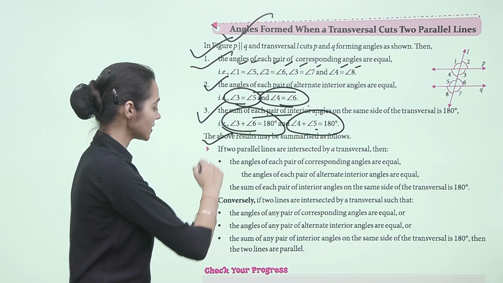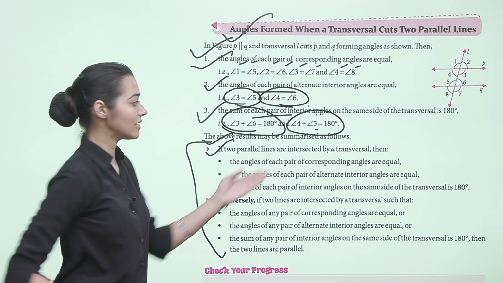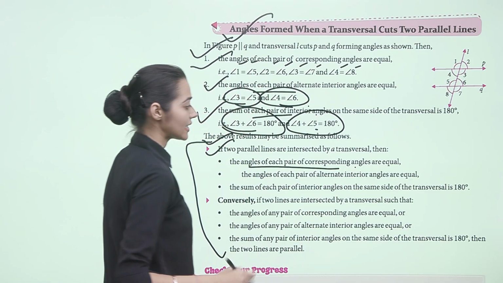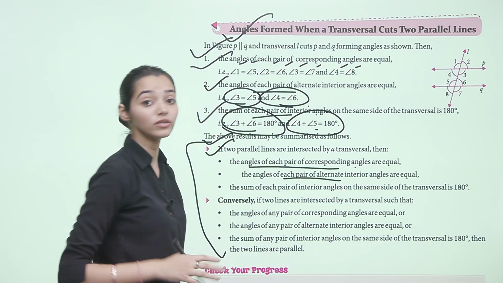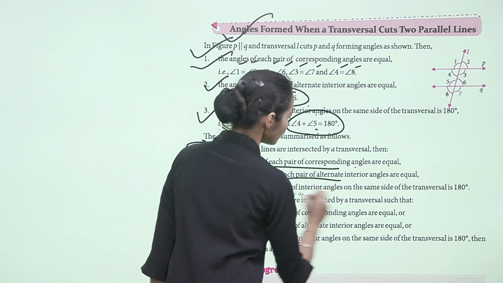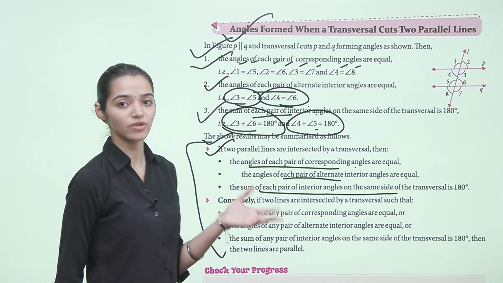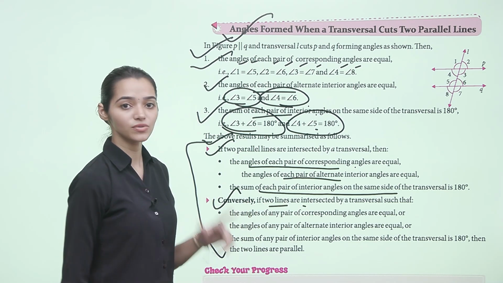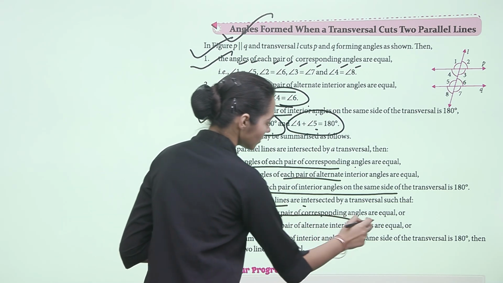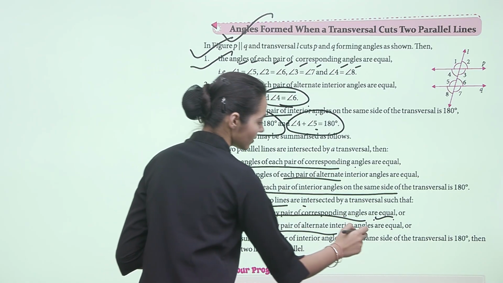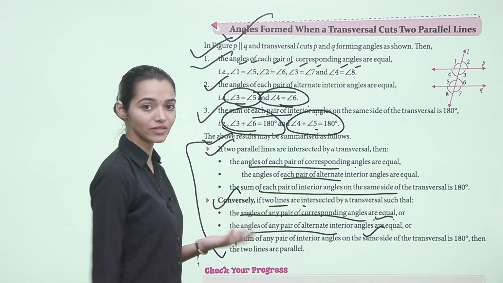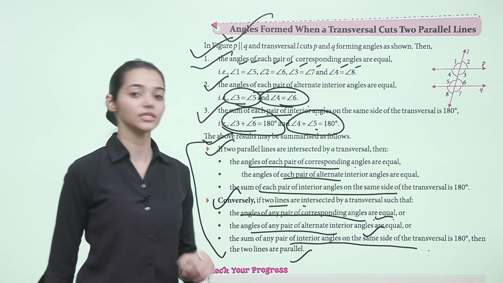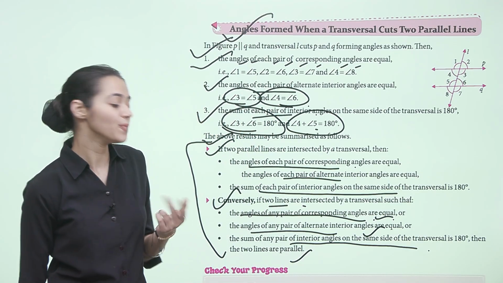Now from the above result, we can summarize that if two parallel lines are intersected by a transversal, then pair of corresponding angles are equal, pair of alternate interior angles are equal, sum of each pair of interior angles on the same side of transversal is 180 degree. Conversely, if two lines are intersected by a transversal such that the angle of any pair of corresponding angles are equal, angle of any pair of alternate interior angles are equal, and the sum of interior angles on the same side of transversal is 180 degree, then the lines are also parallel.